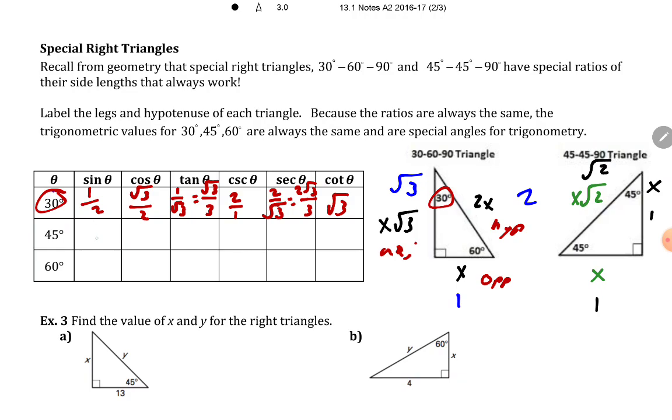So sine of 45, you can take either 45 degree, it'll be the same, which is 1 over the square root of 2, which is square root of 2 over 2. Cosine, same thing, square root of 2 over 2. Tangent is 1 over 1, so 1. And cosecant and secant would be square root of 2 over 2 flipped, which is square root of 2. And tangent flipped over is still 1.